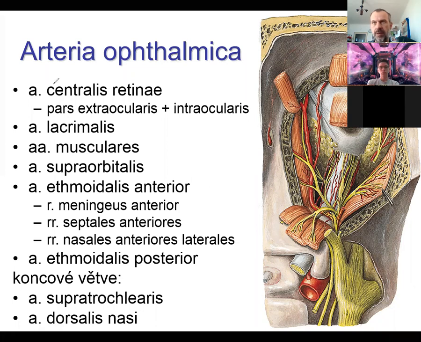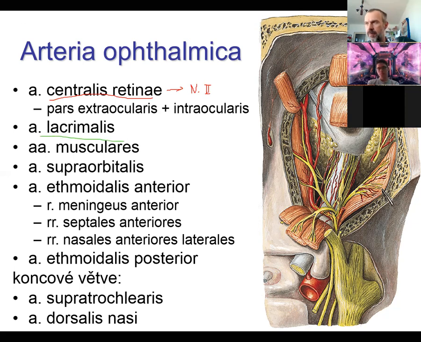Yeah? So the central retinal artery is the artery which enters the nerve. It is not visible in this figure, but it enters the nerve. Yeah? It gets into the optic nerve inside, and the nerve conveys it into the eye and into the retina. Yeah? And it supplies the majority of the retina, but not the rods and cones. Okay, then we have other branches.